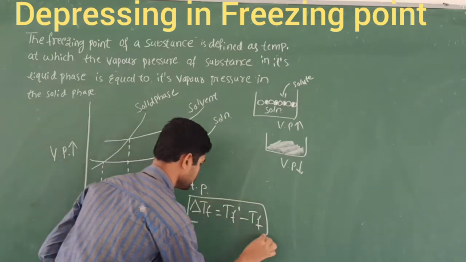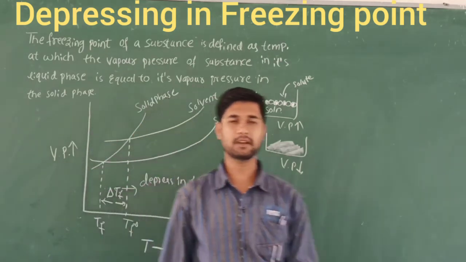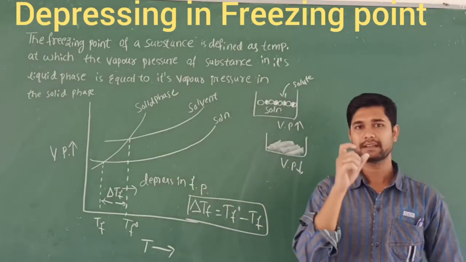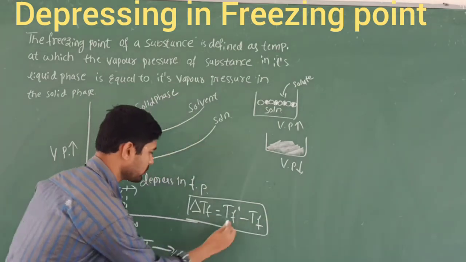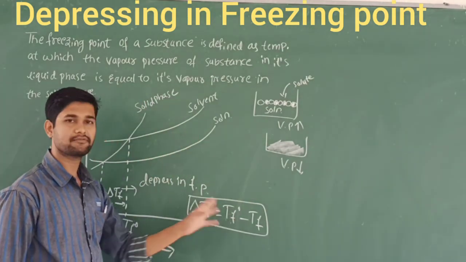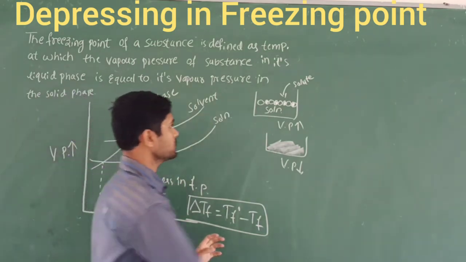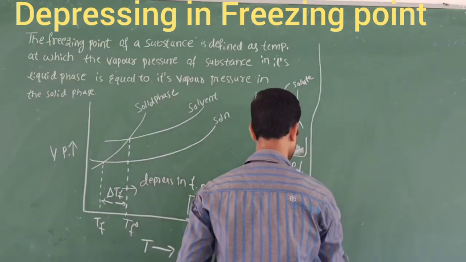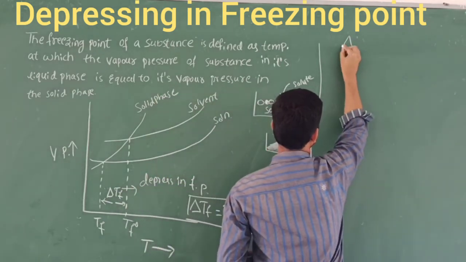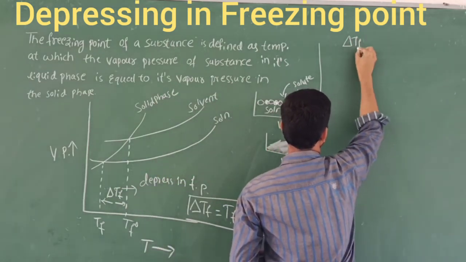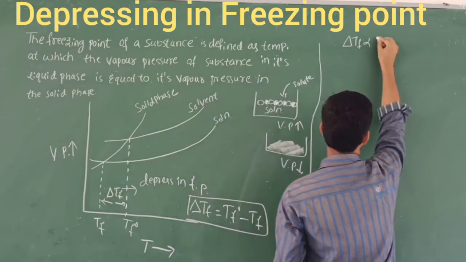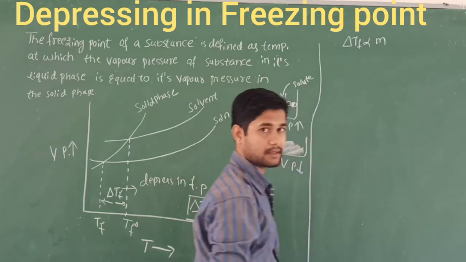This is very similar to elevation of the boiling point. Same derivations, only one term changes: instead of b you are going to write f. That b indicates boiling point, this f indicates the freezing point. The derivation is very similar to that of boiling point. So here delta Tf must be directly proportional to the concentration of solute. That concentration of solute we call the molality, right?